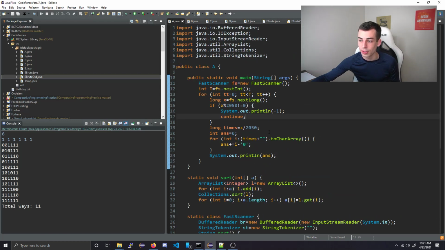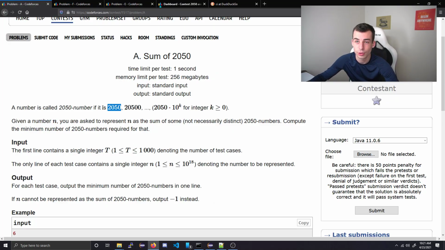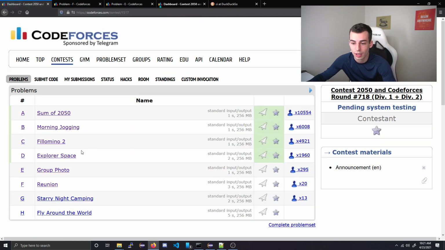So here's what that looks like. I just turn it into a string, iterate through each character in it, and then find the sum of those digits. Obviously, if it's not divisible by 2,500 or 2,050, then the answer is no. Okay. Cool.